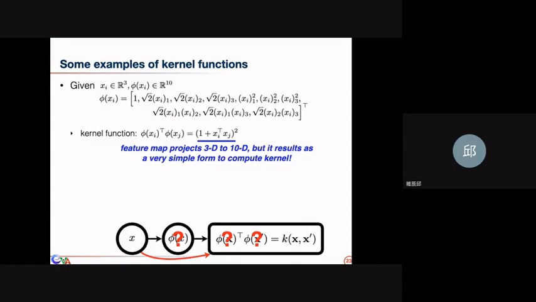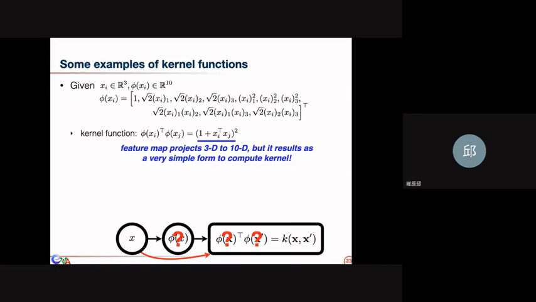Actually, this is quite simple and easy to compute. You simply compute the inner product in the original data space, plus 1, and do the square. So even though I map my three-dimensional data into a higher dimensional feature space, here 10-dimensional, it results in a very simple form to compute a kernel.